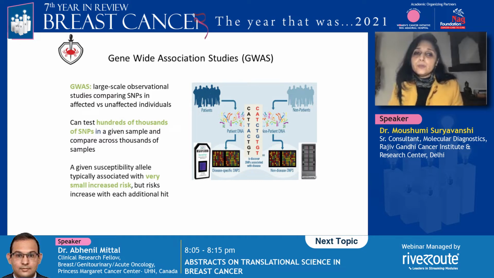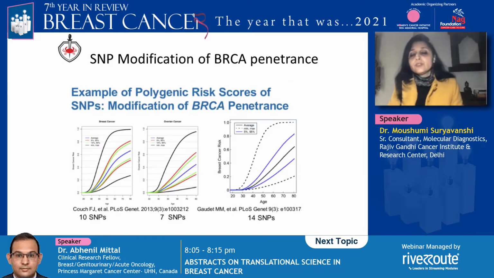These are large-scale observational studies comparing SNPs in the affected versus the unaffected population. These are patients who are in thousands and thousands, and their risks are compared. So a patient who has few SNPs which increase the risk of breast cancer will be at lesser risk compared to a patient who has more SNPs. In fact, the concept of SNPs is very, very important in prostate cancer patients who have a very minimal risk from the main pathogenic genes, but a lot of risk from these SNPs. And this concept is also coming to breast cancer.